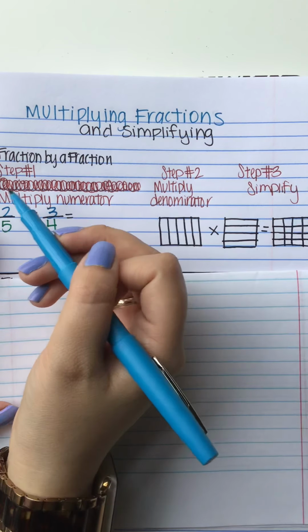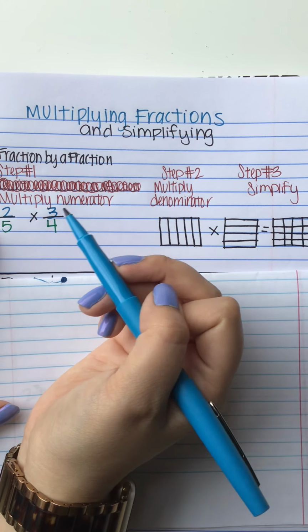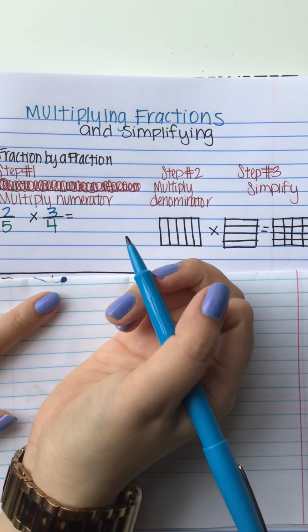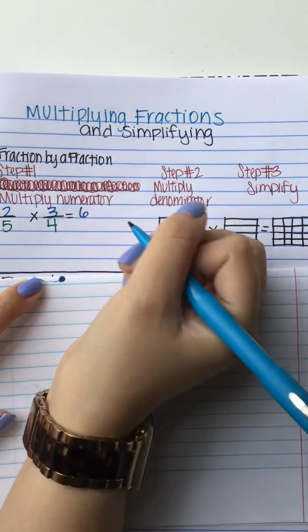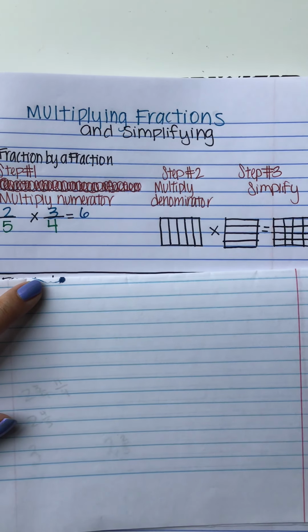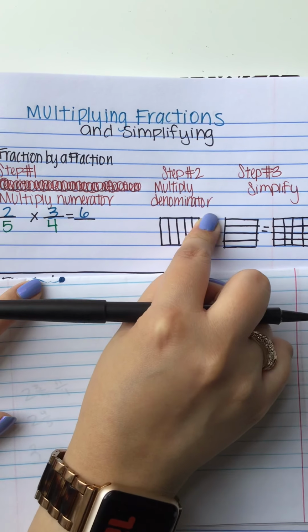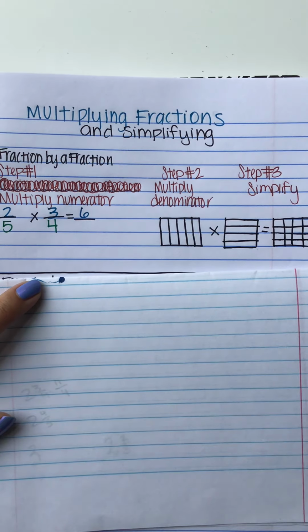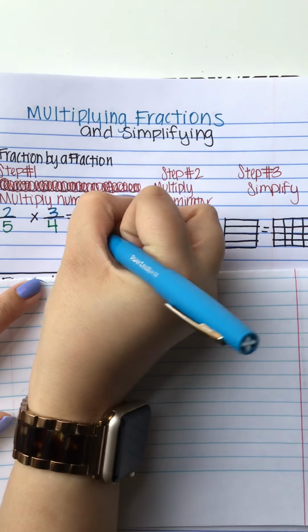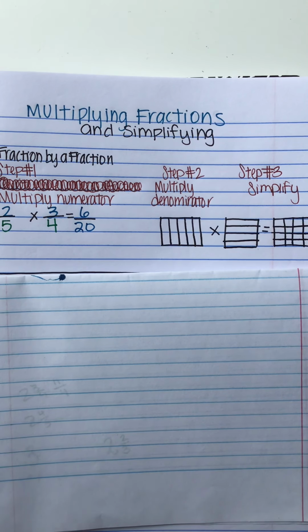As you can tell over here, I messed up. You don't have to copy that. But step number 1 says multiply the numerators. The numerator is the number on top, 2 times 3. 2 times 3 is 6. Okay, your second step says multiply the denominators. Denominators are the numbers on the bottom. What is 5 times 4? 5 times 4 is 20. So your answer, you would think, is 6/20.